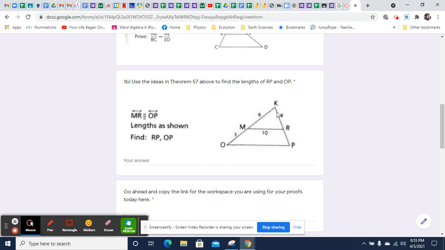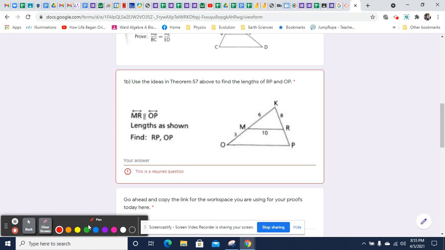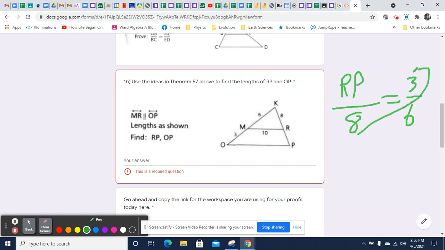So RP, we can deal with this parallelness. RP will be to 8 as 3 is to 6. Okay, I'll make a note of that. Whatever RP is, will be to 8, because this has been divided up proportionally, as 3 is to 6. And it should be fairly easy to mental math that RP has to be 4, but we can demonstrate it by getting the product of the means and the product of the extremes.